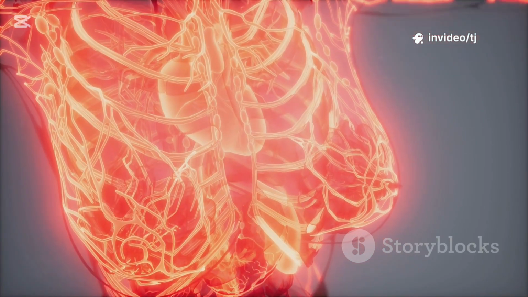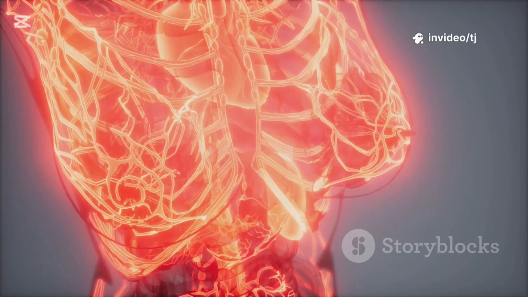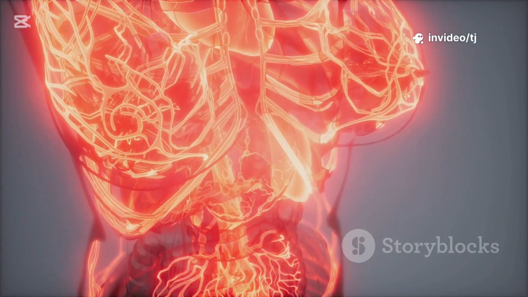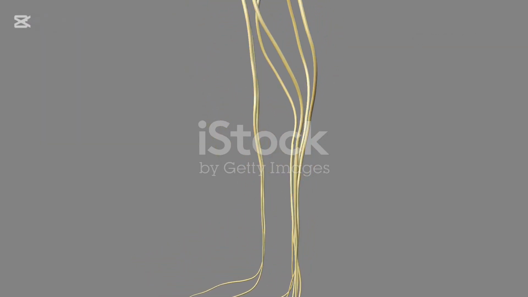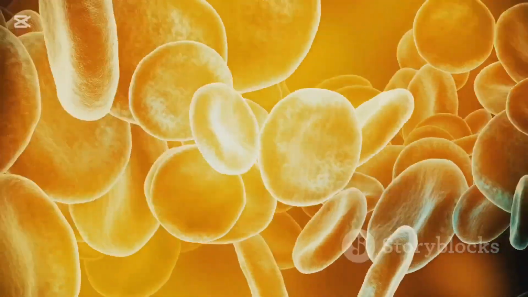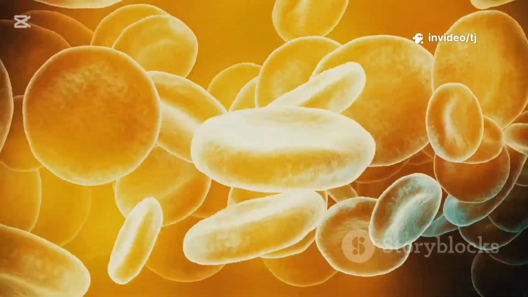Capillaries are the smallest and most numerous blood vessels. Their walls are extremely thin, only 1 cell thick. This is the exchange zone, where the real work of the cardiovascular system happens. Oxygen and nutrients diffuse out of the blood and into the body's cells. Carbon dioxide and other waste products diffuse from the cells into the blood.